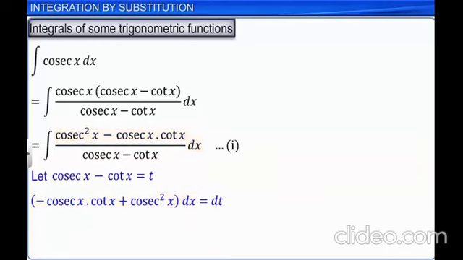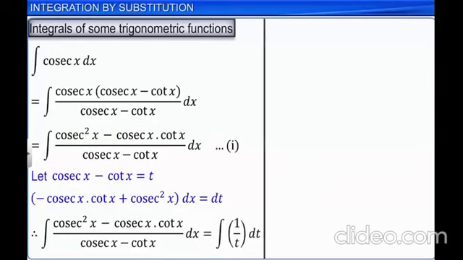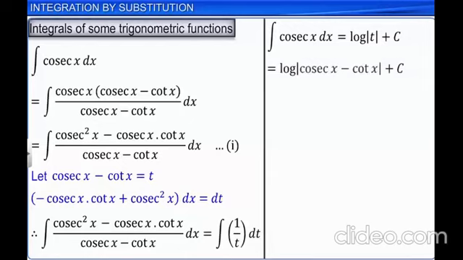So equation 1 can be written as integral of 1 upon t dt. On integrating and then replacing t by cosecant x minus cot x, we get log mod of cosecant x minus cot x plus the constant.